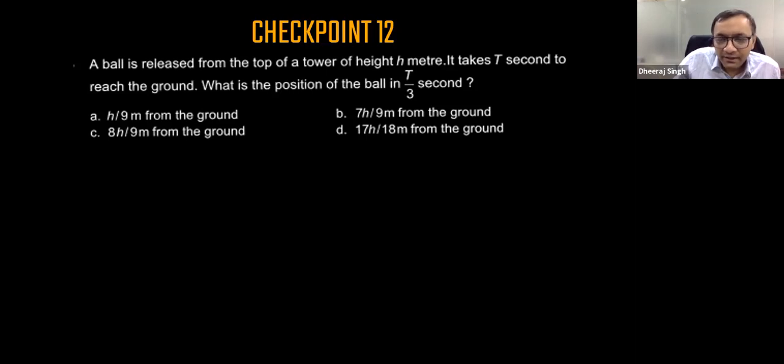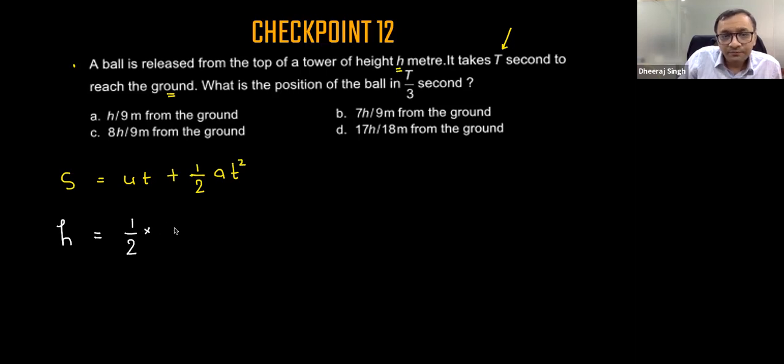So, shall we discuss this, everyone? Okay, let us discuss this. Already we have spent 5-6 minutes on this question. Let us see. A ball is released from the top of a tower of height h meters. It takes t seconds to reach the ground. So I can use s equal to ut plus half at square. Okay. So s is h. u is zero. So it becomes half into g, the acceleration, into t square.